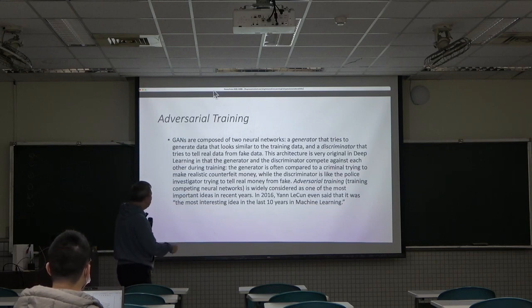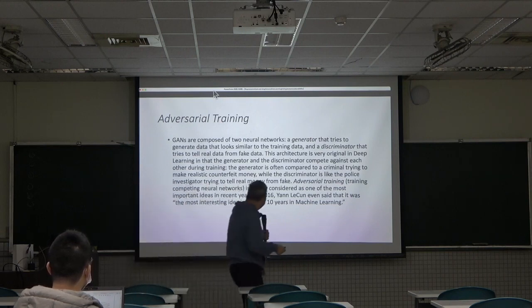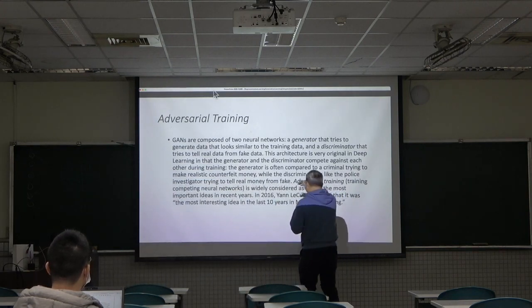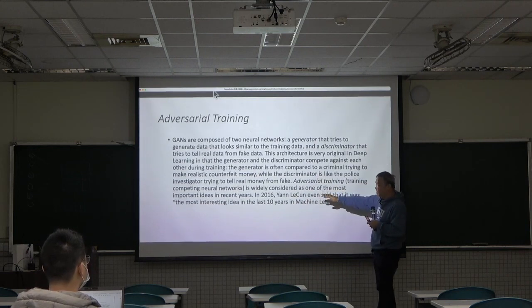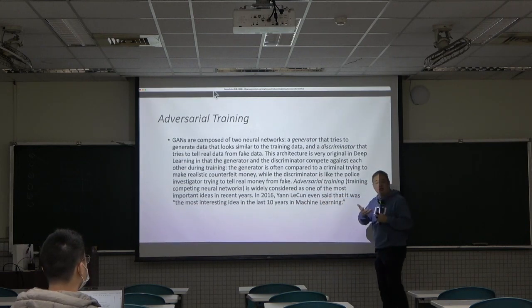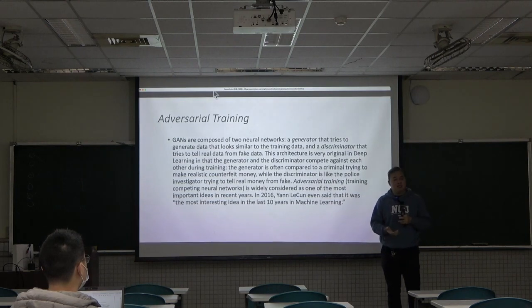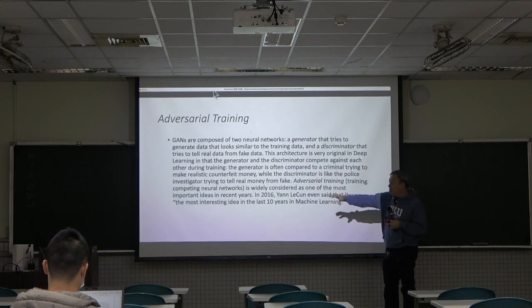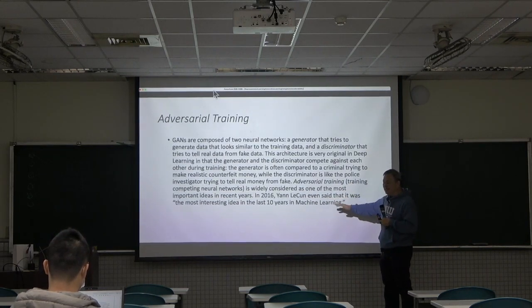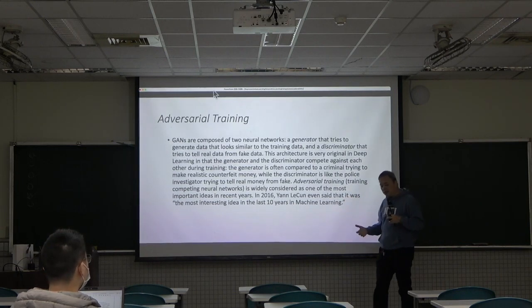This means training competing neural networks. You have two neural networks competing with each other. This concept is considered widely as one of the most important ideas in recent years. In 2016, remember I keep telling you, Yann LeCun is really a genius. In 2016, Yann LeCun said that it was the most interesting idea in the last 10 years in machine learning. So you can see why.